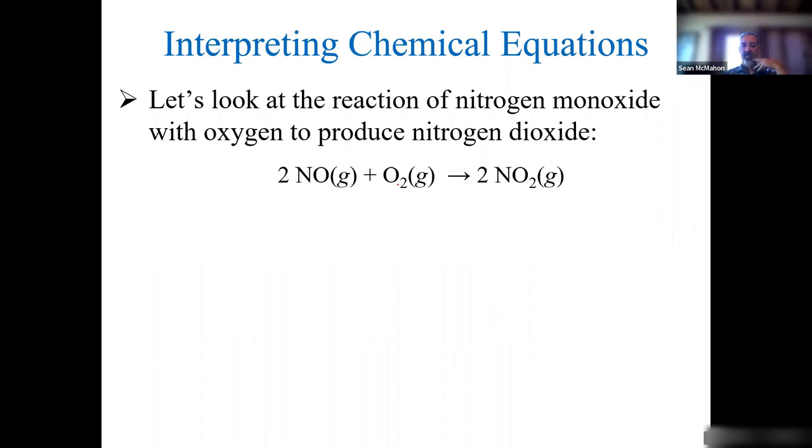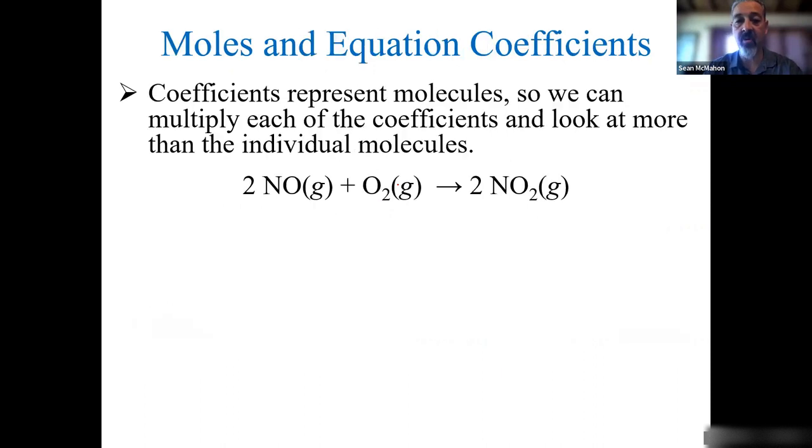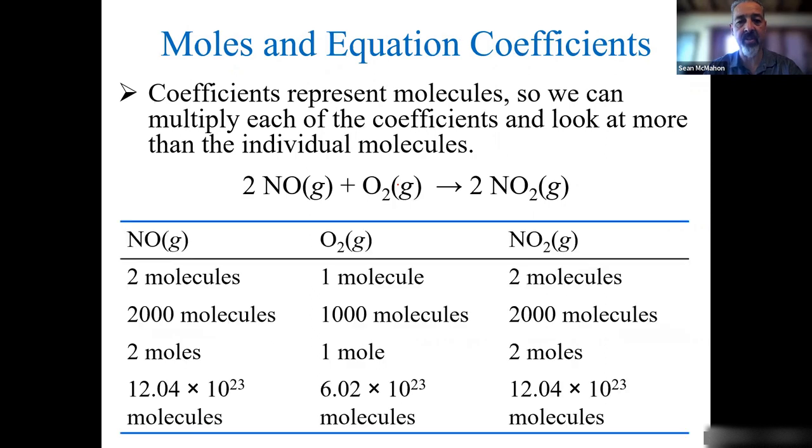So when I look at this equation, I have nitrogen monoxide with oxygen to nitrogen dioxide. Really, you could think of the twos as molecules, or a better representation, just look at it as a 2 to 1 to 2 ratio. You can change the two molecules to 2,000, and then the one would be 1,000 and the two to 2,000. But in reality, that's still a small number of atoms. So what are we going to do? 2 moles.